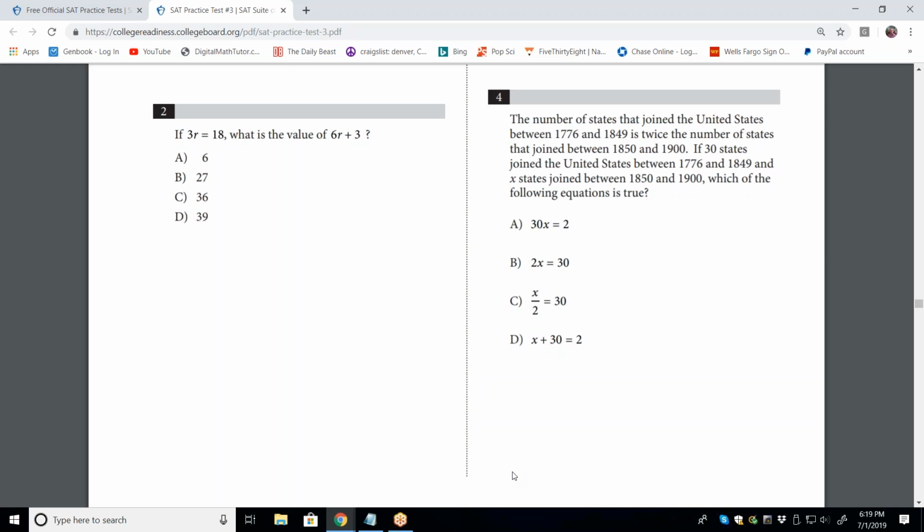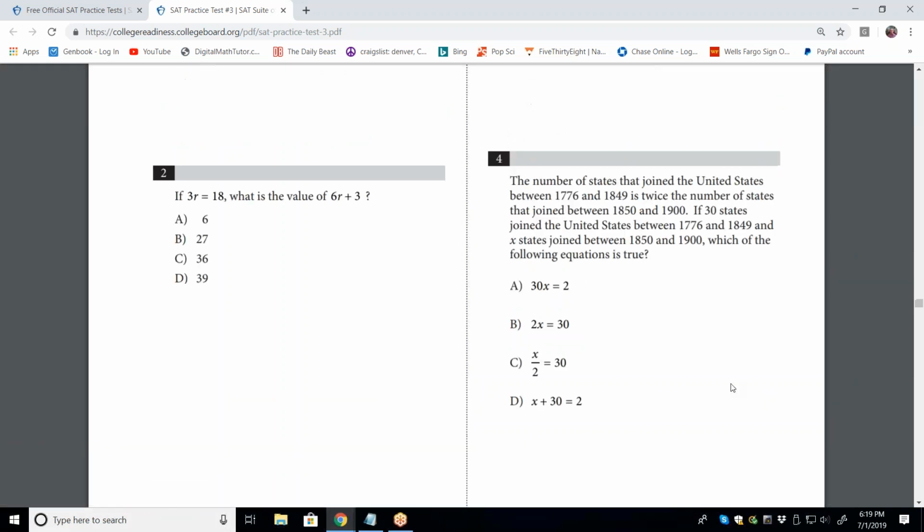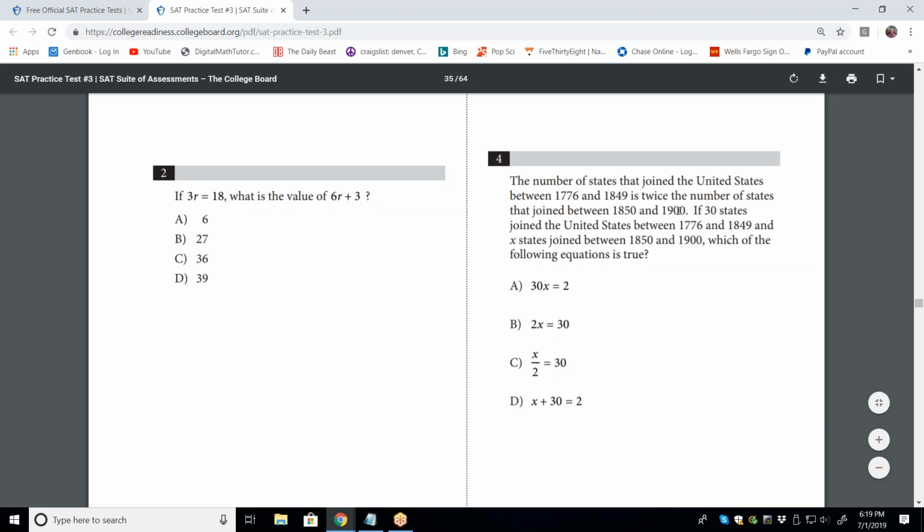Yeah, so we know it's not D for sure, because it's not a negative number. We know it's not C, because we know the answer is 15. So the only one that's 15 there is B. So that's the way to solve this problem. It's just to know what the answer is, knowing that if 30 states joined in the first part of our country, then 15 states must have joined in that 50-year period. So we have to find where x is 15.